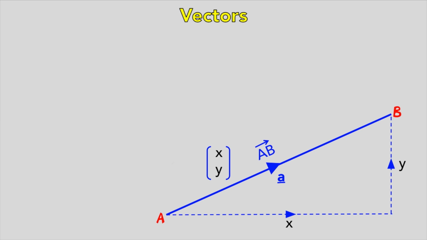Another way is in terms of i's and j's, where i and j are like labels representing the x and y components of the vector. Just so you know, they will usually tell you what i and j represent. Usually i is just going east or positive x value, and j is positive y value.